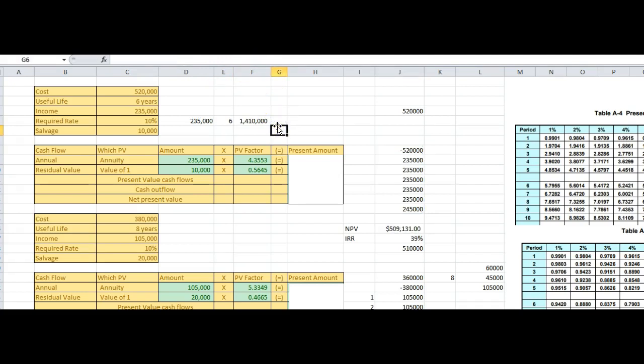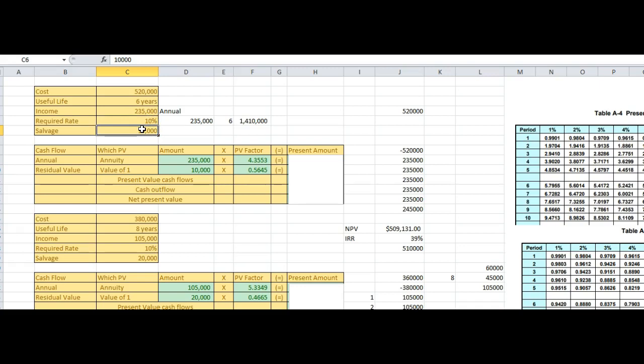So here's the scenario. It's going to cost $520,000. It has a useful life of 6 years. And the annual income, and this is annual, for each of those 6 years is $235,000. It has a required rate of 10%, and it has a salvage value of $10,000. That's all the information you need to figure this out.